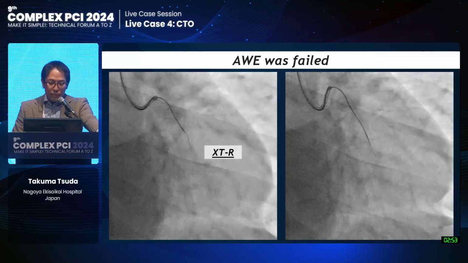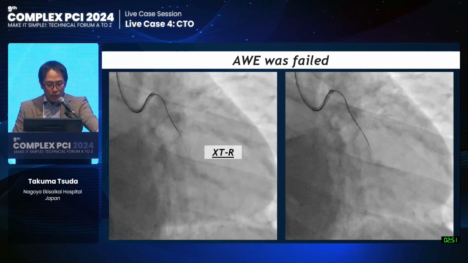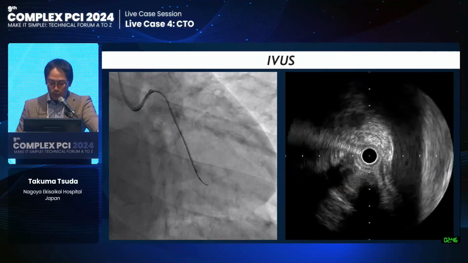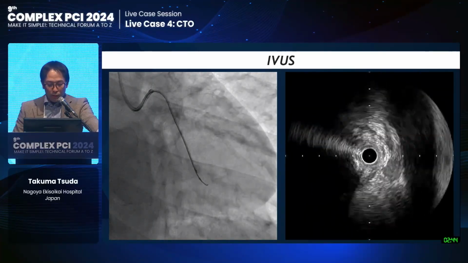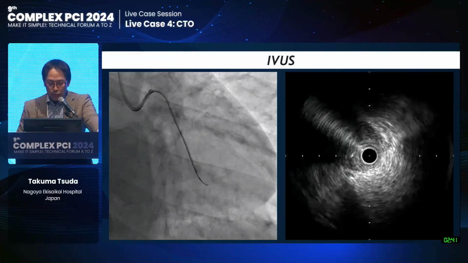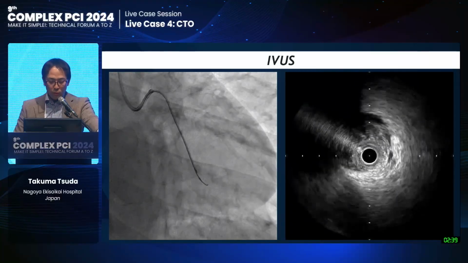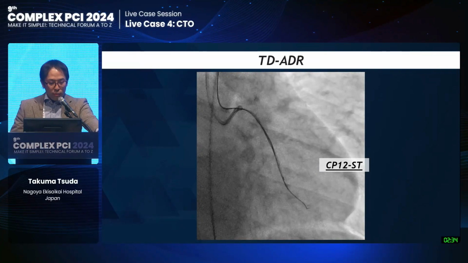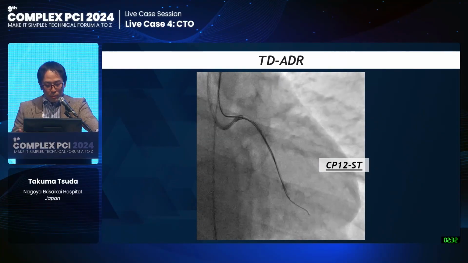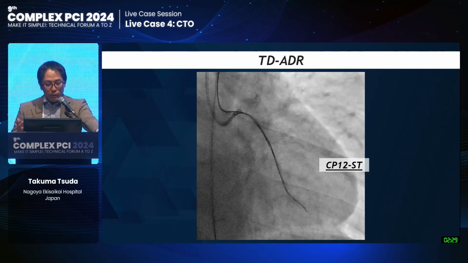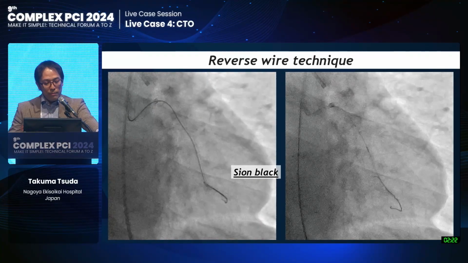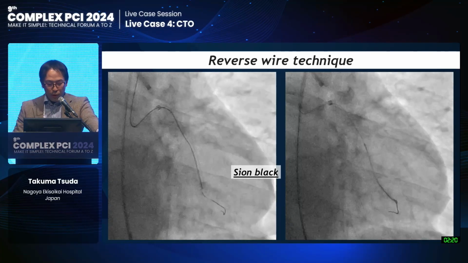So I performed the antegrade wire escalation with XTR, but unfortunately the XTR moved into the subintimal space. So I clearly identified the true lumen at 9 o'clock or 10 o'clock around here. So I tried to perform the tip detection intraplaque tracking from the entry site, but it also failed. So I performed the TD-ADR at the bifurcation site, but it also failed.